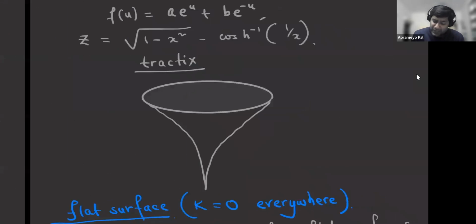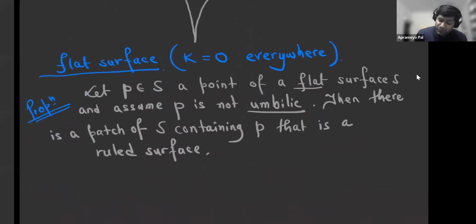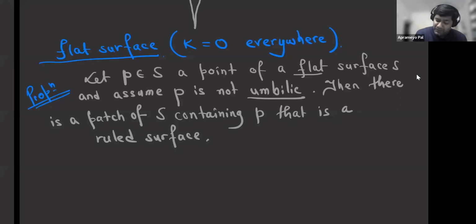And here what I'm saying is true even more generally. If you have a flat surface, which means K equals 0 everywhere, and assume there exists some point which is not umbilic, so that the principal curvatures are distinct, then there is a patch of S which is actually a ruled surface.